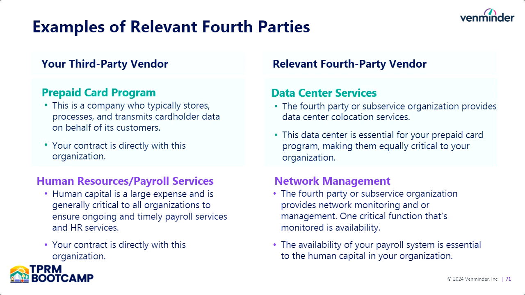Another example is human resources and payroll services. We all have employees that are critical to your organization and critical that they are paid timely. And so a fourth party to many payroll or HR services would be network management and ensuring availability of the system to be up so that when payroll needs to process, it processes and your employees are paid timely. So these, again, are just two very simple examples of third parties that you would have a contractual relationship with, and then the fourth parties that they are dependent on.